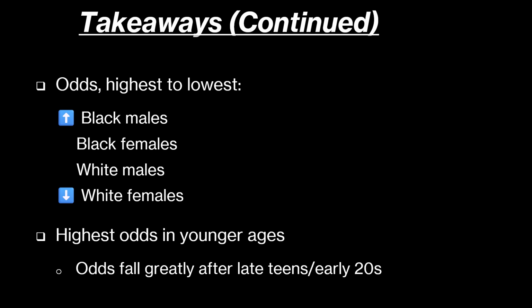The highest odds of being a homicide victim are at younger ages. Your odds fall greatly after late teens, early 20s. So realistically, 20 to 29 is your highest chance of being a homicide victim, and it's those early 20s that encompass that. So like 20 to 25, and then it starts declining.